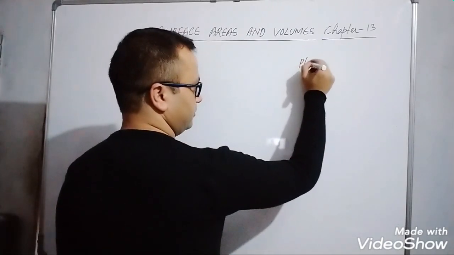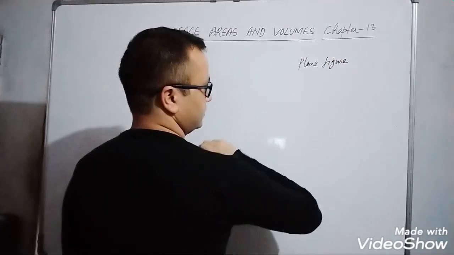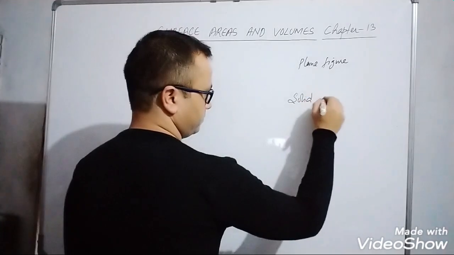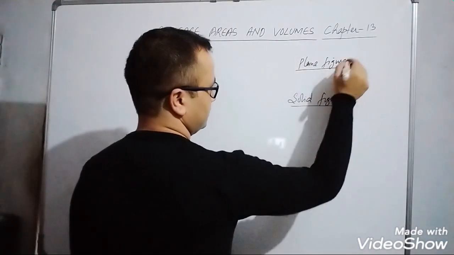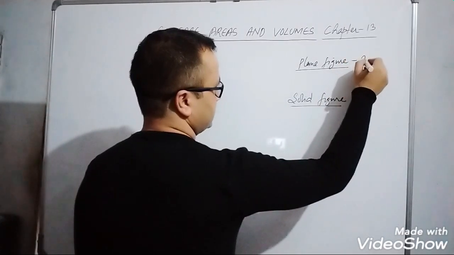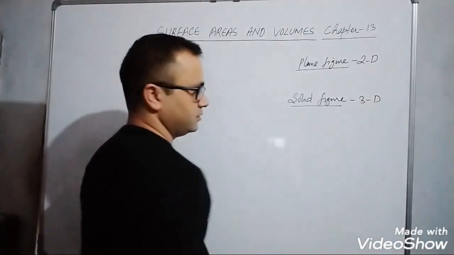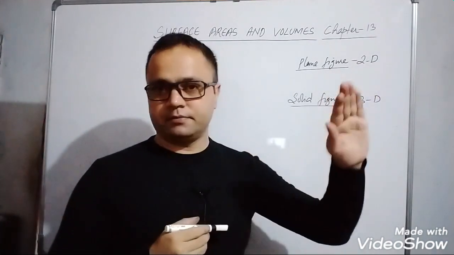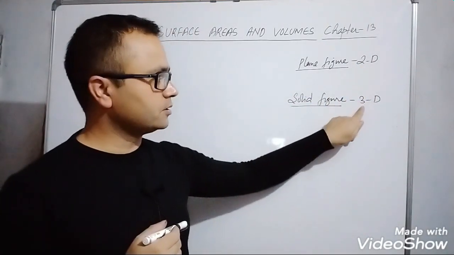One is plane figure, and another is solid figure. A plane figure is in 2 dimensions and a solid figure is in 3 dimensions. 2 dimensions make a plane, and 3 dimensions make a solid.